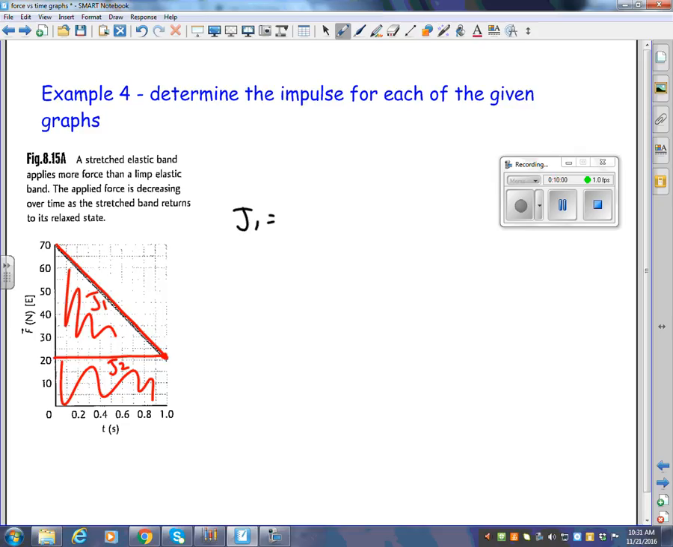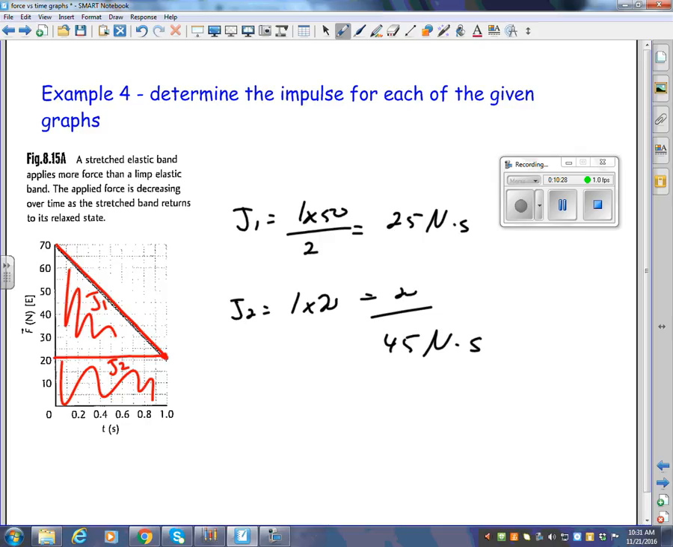J1 is a triangle, so that's going to be the base times height. It looks like the base is 1. The height is from 20 to 70, so that's 50. Divide by 2 because it's a triangle. 25 Newton seconds. J2 is a rectangle. The base is 1. The height is 20, which is 20, for a total of 45 Newton seconds. How hard was that? Pretty darn easy.